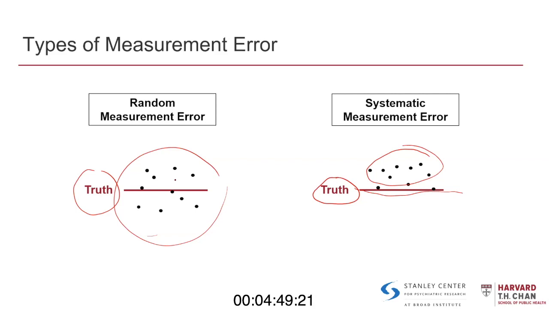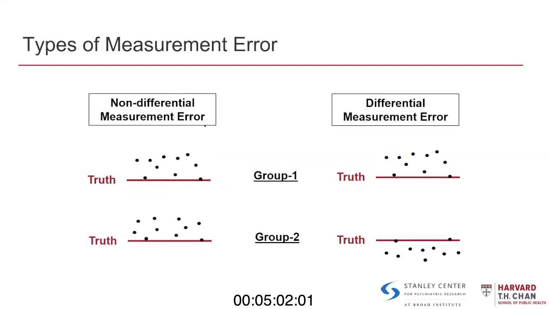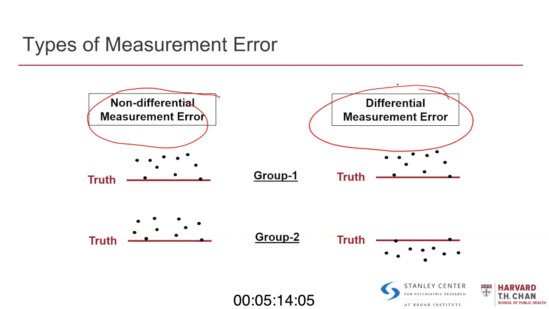So random error and systematic error. We care more about the systematic error. Of course, we care about random error, but this one is easier to fix. So we may have two types of measurement errors, particularly in the systematic error. The first one is non-differential measurement error. The second one is differential measurement error.